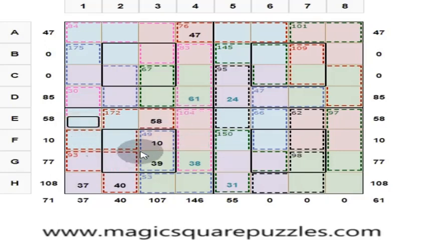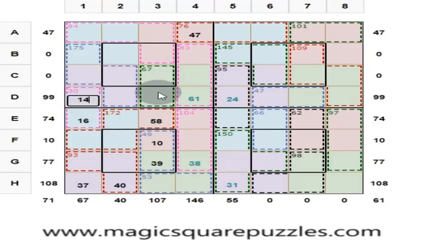So what is this? These 4 numbers give you a total of 172. This is 58. So what is this? This is equal to 114. So here you put 16, so that these 4 give you 130. If this is 16, what is this? These 2 add up to 30. So this is 14. Okay?